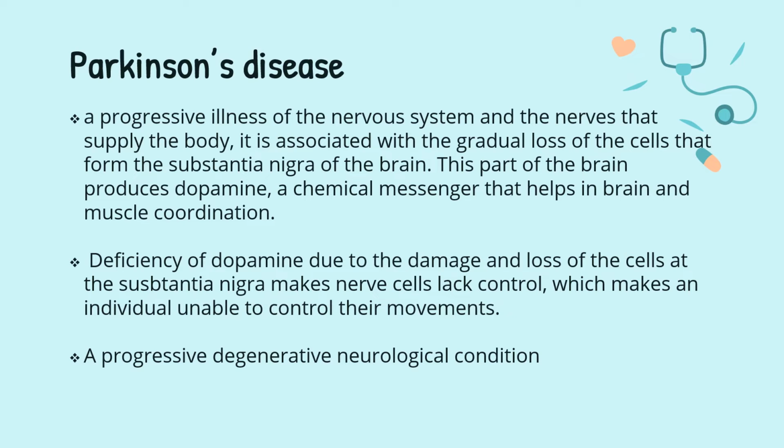So the deficiency in dopamine can cause nerve cells in the substantia nigra to lose control. It makes the individual unable to coordinate their movements, because those cells can die. Like I said before, it's a degenerative progressive disease, so it gets worse as you age.